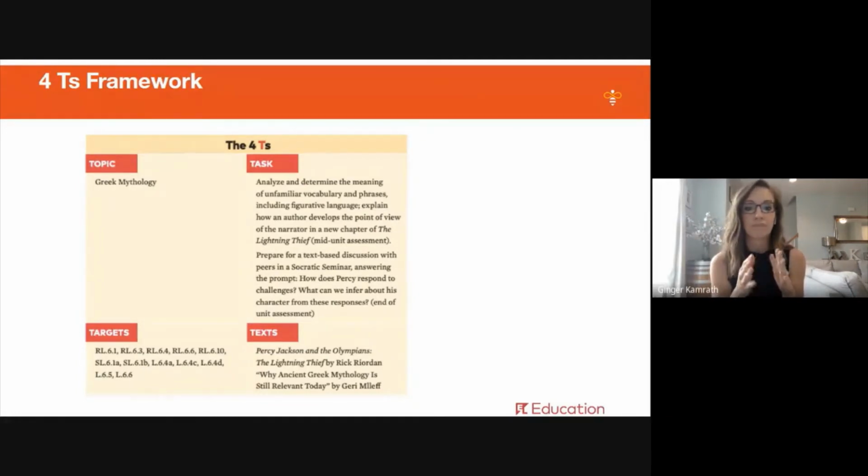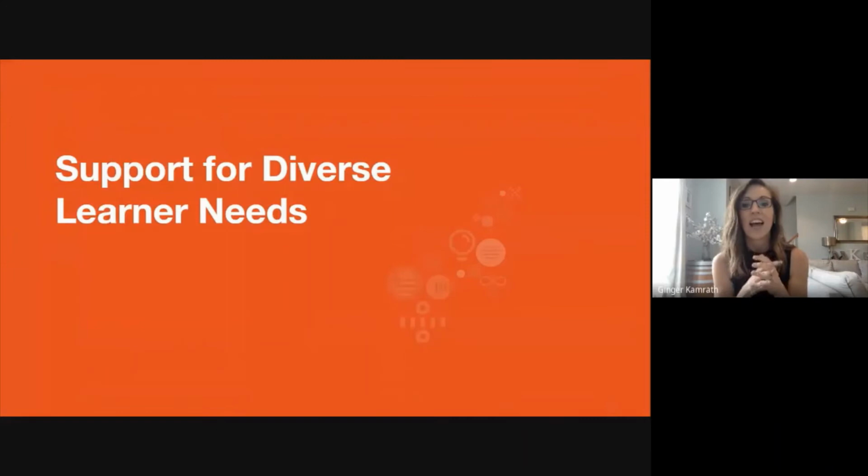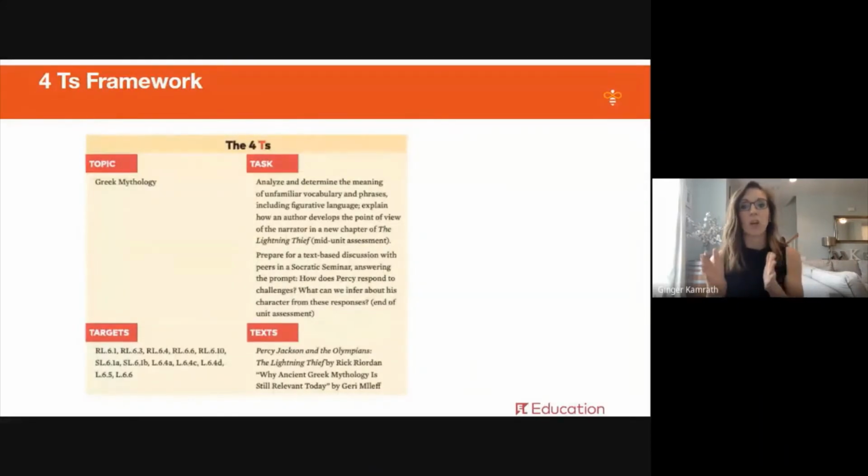this cycle of learning. As an example of how all this fits together, students begin grade 6, module 1, unit 1 by reading The Lightning Thief. They analyze how the author develops the point of view from the narrator, and then they strategize to determine the meanings of unfamiliar words and phrases, including figurative language. In the second half of unit 1, students prepare for a Socratic seminar discussion by analyzing how Percy responds to new challenges. They create discussion norms to have productive text-based discourse about the novel. And then the theme is also introduced in the second half of this unit to help prepare for unit 2.